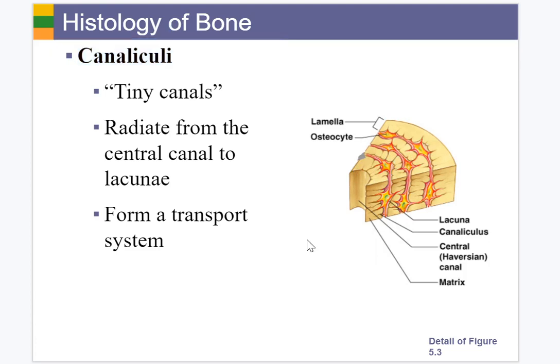And it says they form a transport system, which is true. So you have this central canal, you have blood coming in with nutrients. Those nutrients have to get to the bone somehow. They travel down these little lines, right, from layer to layer, from cell to cell. So nutrients can get in there to those osteocytes because they're stuck.